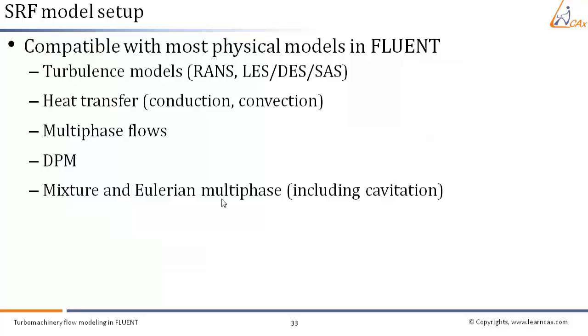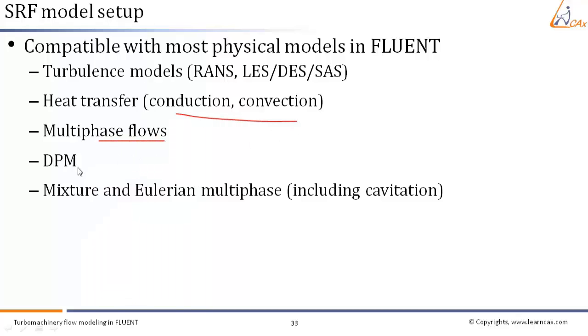Now, which sort of physics models can we use the single reference frame model along with? Which sort of models is it compatible with? The moving reference frame is compatible with most of the physical models in Fluent, including the turbulence models, the RANS equation based models, and the LES model. It is also compatible with the heat transfer, conduction and convection type of models.